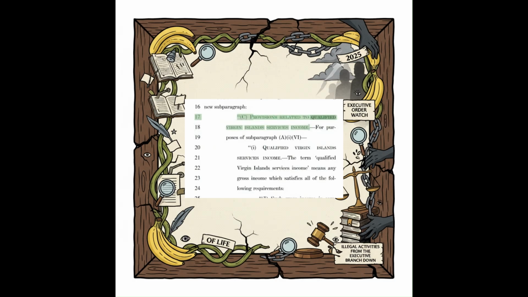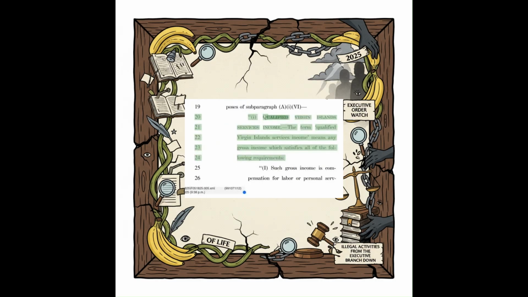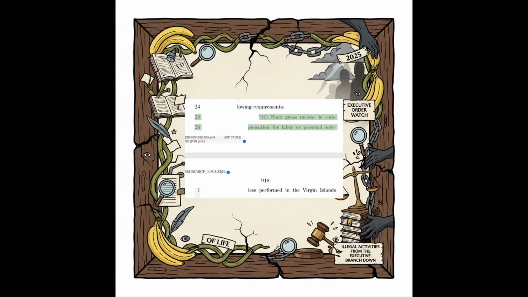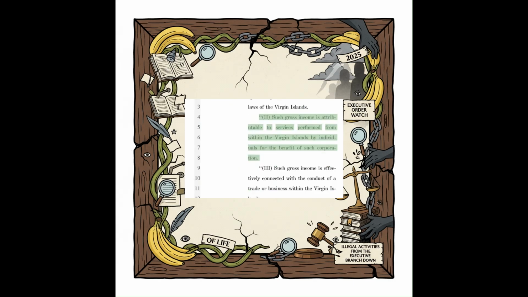Provisions related to qualified Virgin Islands services income. For purposes of subparagraph, qualified Virgin Islands services income. The term qualified Virgin Islands services income means any gross income which satisfies all of the following requirements. Such gross income is compensation for labor or personal services. The service is performed in the Virgin Islands by a corporation formed under the laws of the Virgin Islands. Such gross income is attributable to services performed from within the Virgin Islands by individuals for the benefit of such corporation. Such gross income is effectively connected with the conduct of a trade or business within the Virgin Islands.